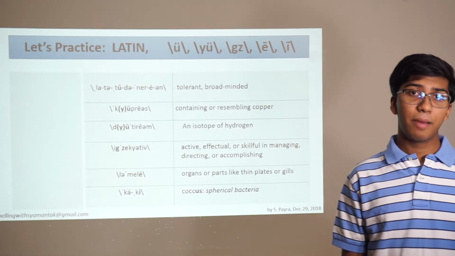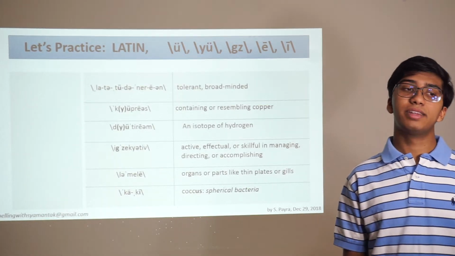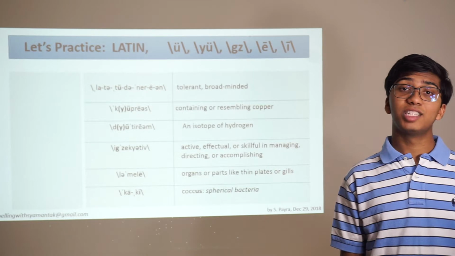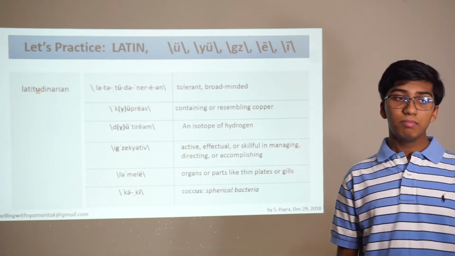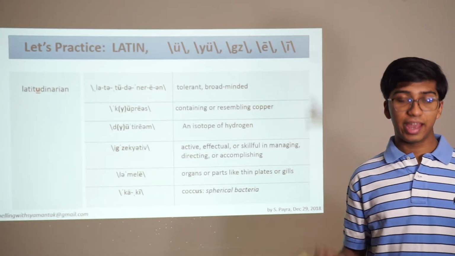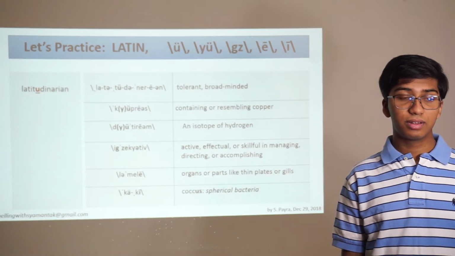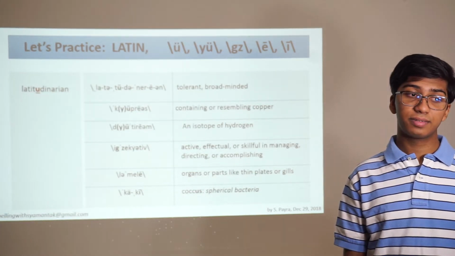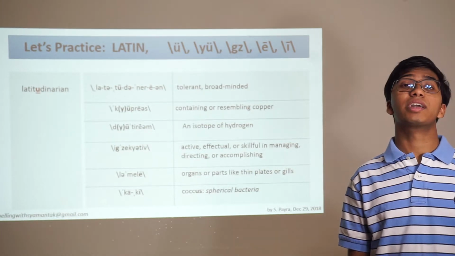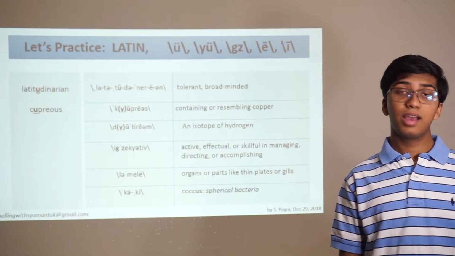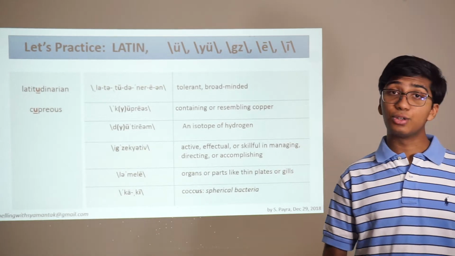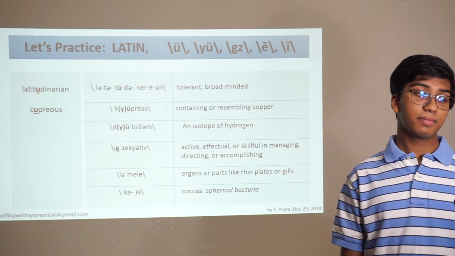Latitudinarian. Being tolerant or broad-minded. That one's spelled like this. Looks like the word latitude, except a person. Cupreous, or cupreous, containing or resembling copper. That's spelled like this, C-U-P-R-E-O-U-S.